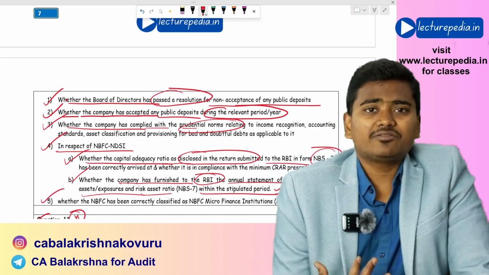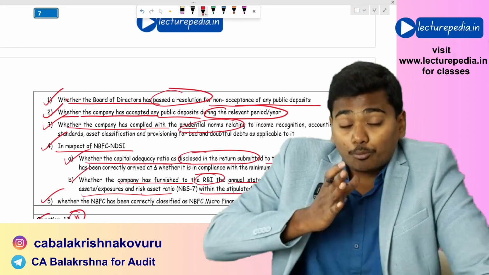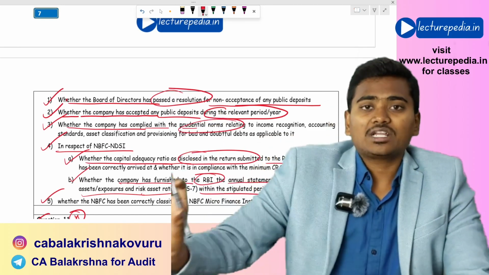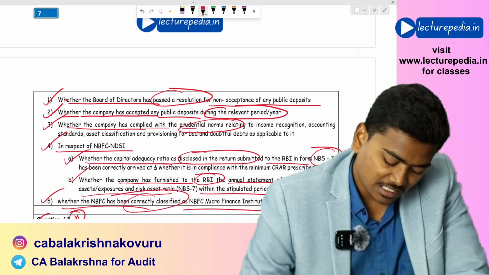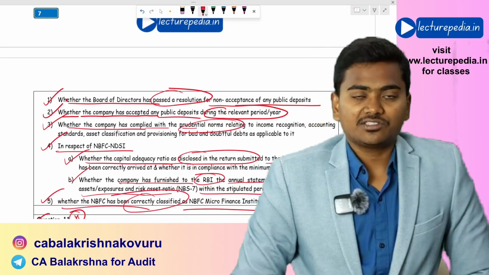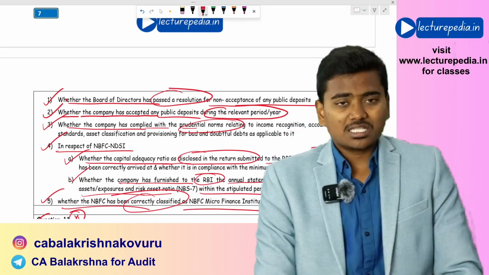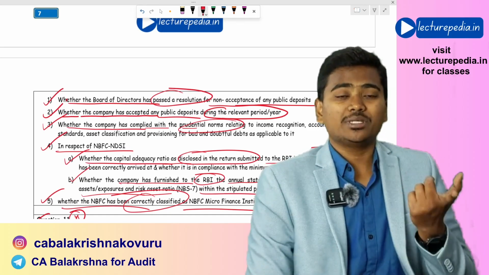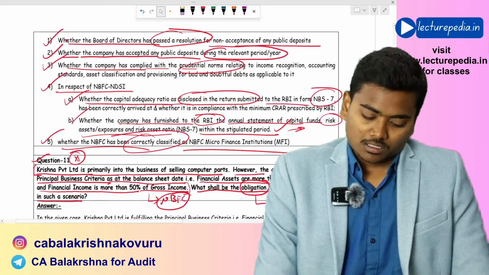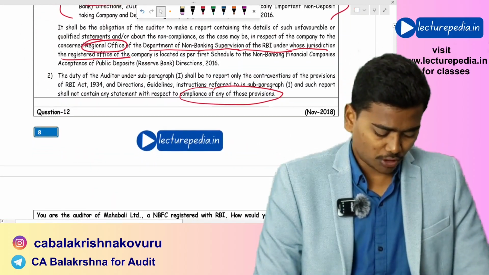Finally, if the NBFC is a microfinance institution, whether it has been properly classified as such or not. See whether the NBFC has been correctly classified as an NBFC microfinance institution, NBFC MFI. So these are the points of specific reporting in case of NBFCs not accepting public deposits. This question number 11 we have already done.